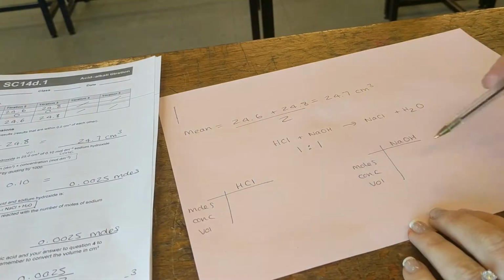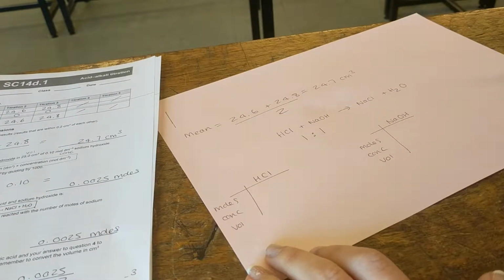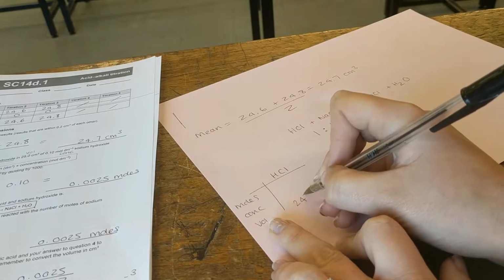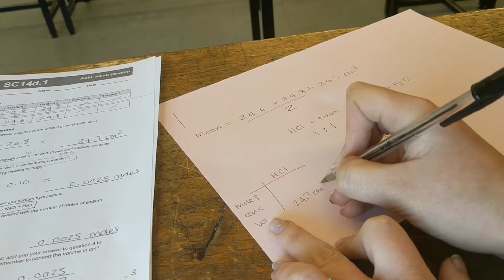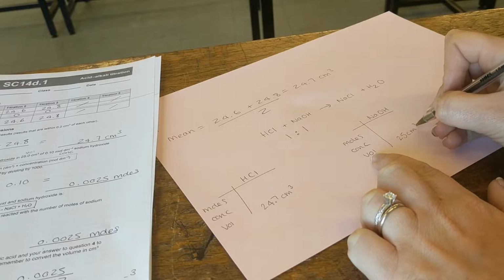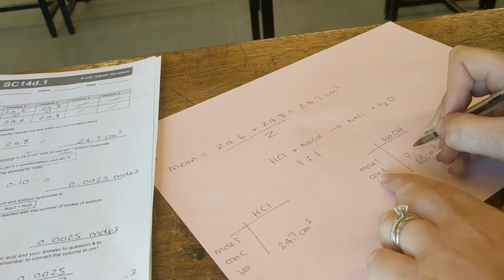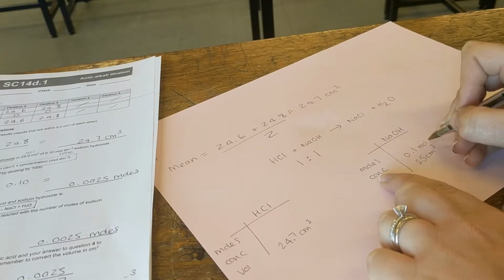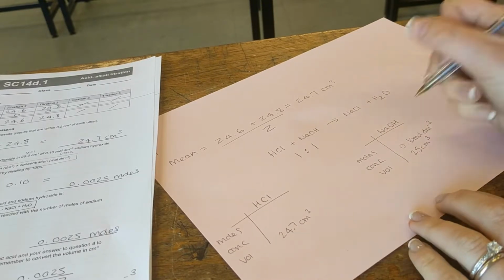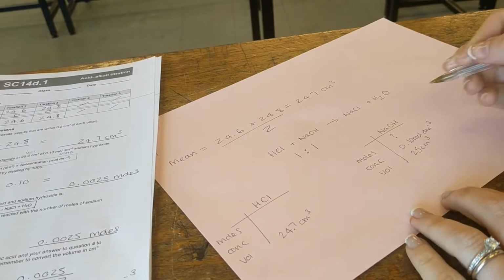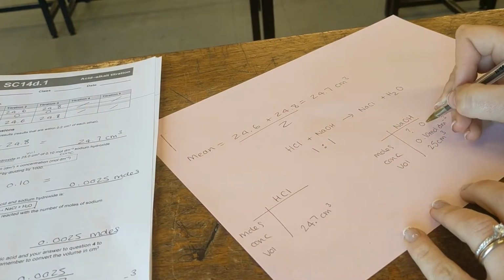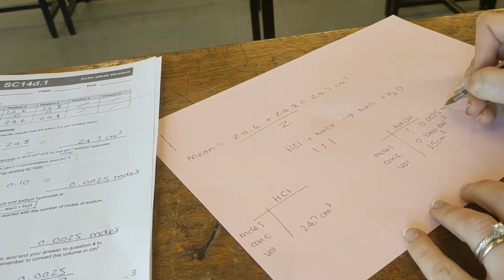is by writing 2 shopping lists, and you fill in what you know. So we knew that the volume of this was 24.7 centimetre cubed. We knew the volume of this was 25 centimetre cubed. We knew the concentration of this was 0.1 moles per decimetre cubed. So we needed to find this. We can calculate that in the way I've just shown you, which we knew was 0.0025 moles.